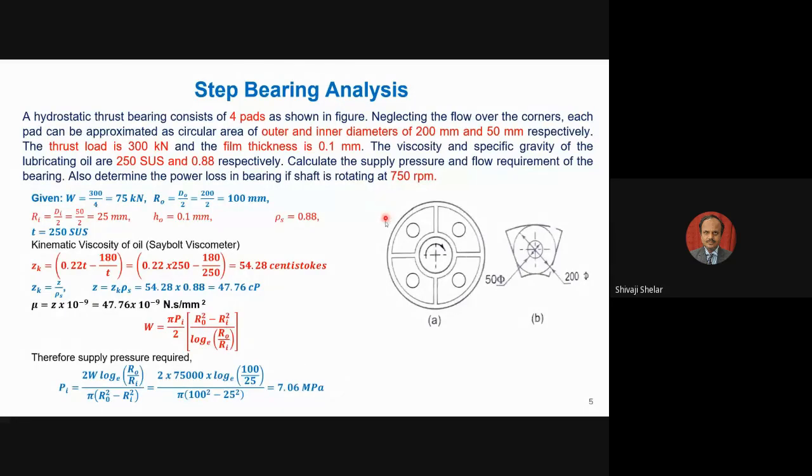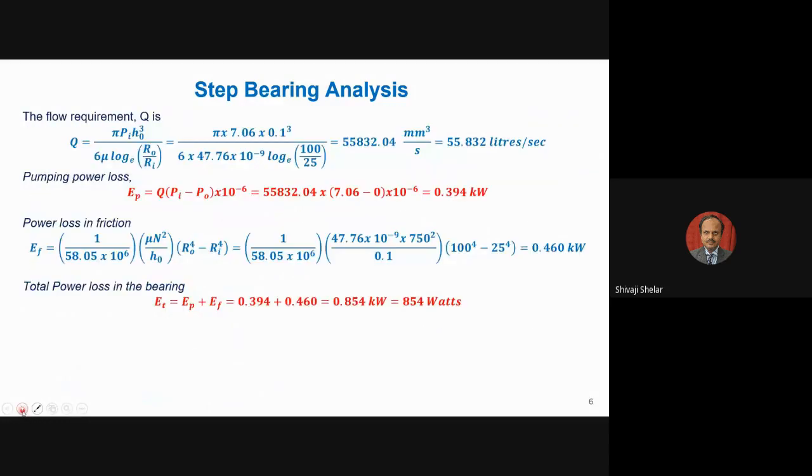Similarly, you can do the calculation of the flow requirement Q. In the next slide, we have done the calculation of the flow requirement. The flow requirement for the bearing Q, using equation 4, is pi Pi h naught cube upon 6 mu into log of RO upon RI. The Pi value we have evaluated right now: the minimum supply pressure requirement is 7.06. The minimum thickness required is 0.1 mm, so 0.1 raised to cube upon 6 mu. Mu here is 47.76 into 10 raised to minus 9, log of RO upon RI, where RO is 100 and RI is 25.